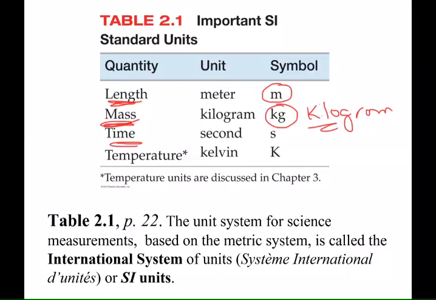For time, the basic unit is a second. And for temperature, we actually use the Kelvin temperature scale. Remember, absolute zero is 0 Kelvin. Internationally speaking, we use the Kelvin temperature scale for all of our sciences.